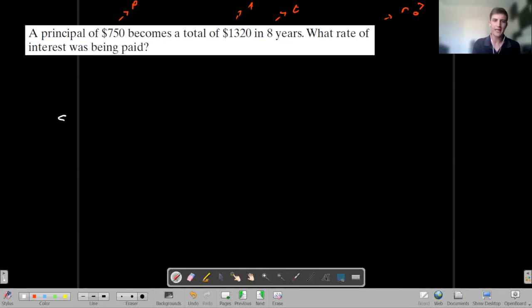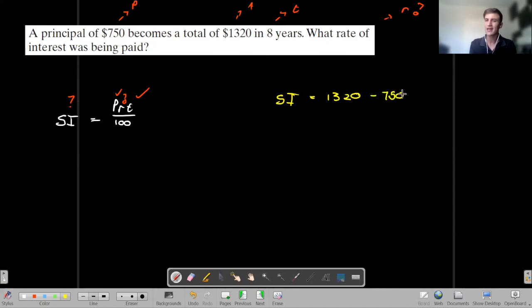So if we think back to that first formula that we used, simple interest is equal to PRT over 100. As things stand, we don't really know what the simple interest is. We just know what the principal amount is, and we want to find this rate. We know the time is 8 years, but we don't know the simple interest. Interestingly enough, we know the final amount, or the total amount. So my simple interest is simply this final amount, 1,320, minus the amount that I invested.